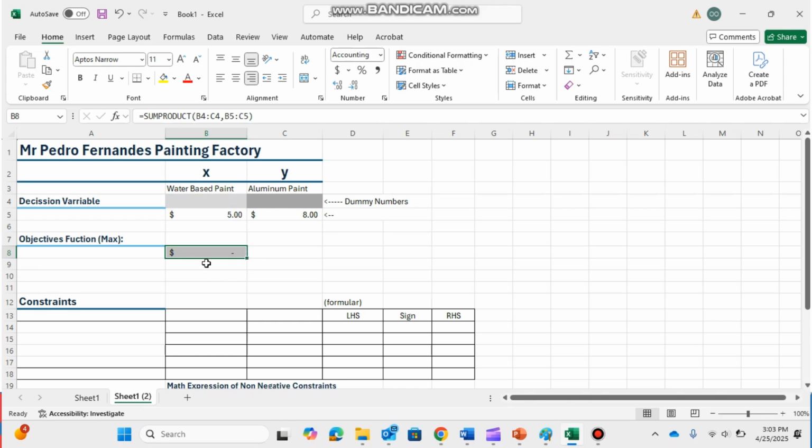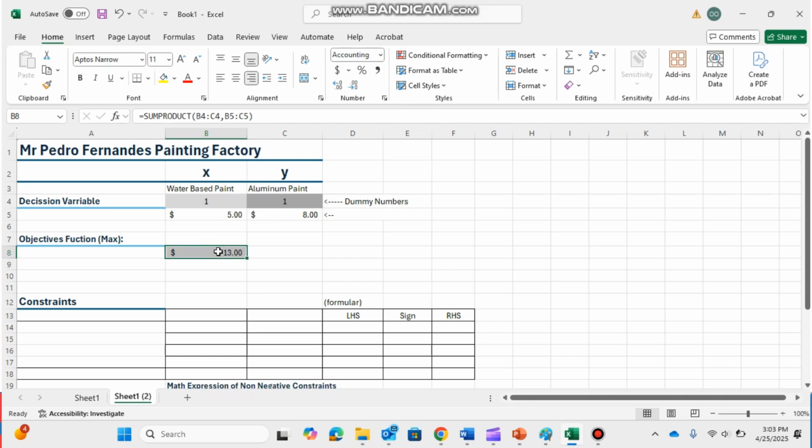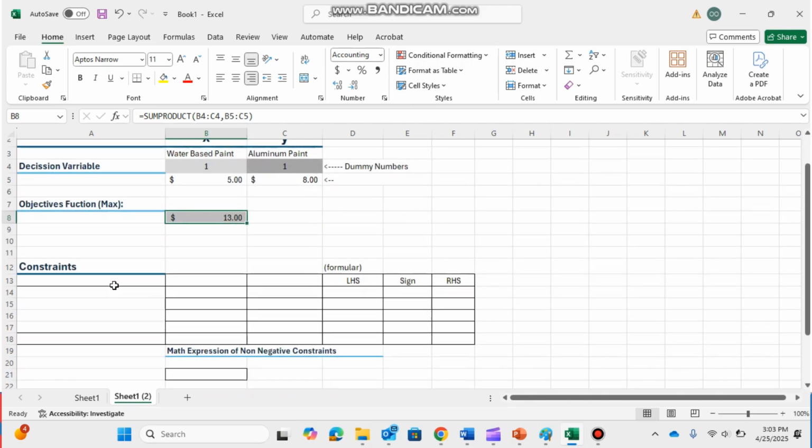Now it is blank because there is no numeric value. So to make it easy, let's just put 1 and 1 here. So you have 5. If you multiply this by this plus this by this, using the linear equation, you have 13. So that's one thing about Excel tools that is so interesting.